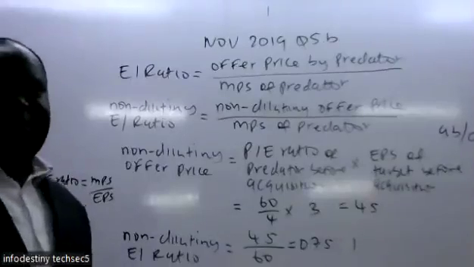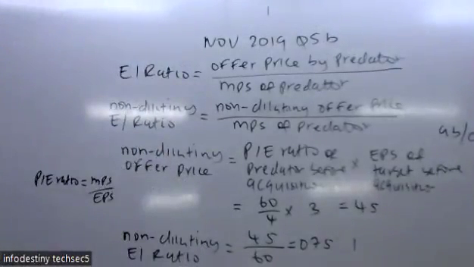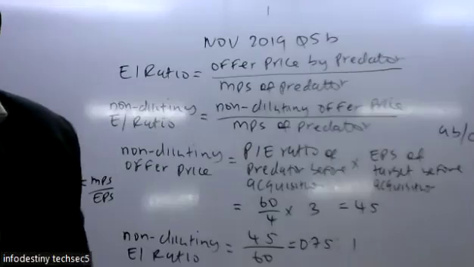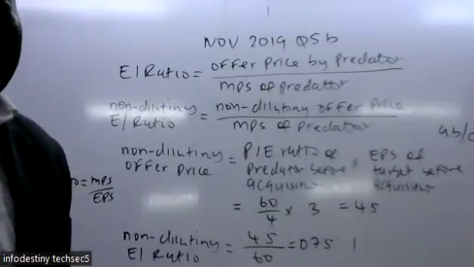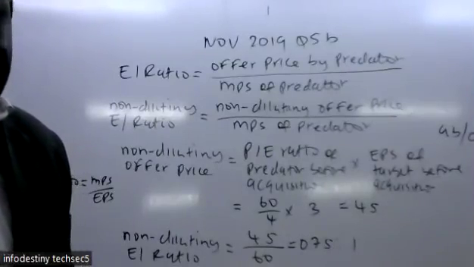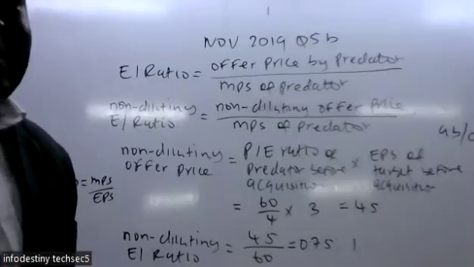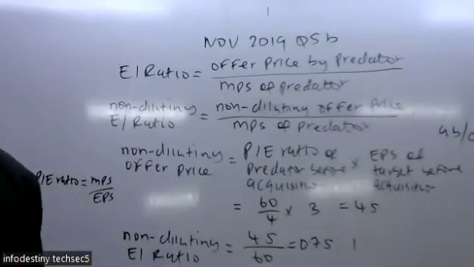So we are using the one for A Limited. A Limited is the predator. What is the market price per share for A Limited? Can you see the 60? Check under A Limited whether you can see the market price per share. Then you put an earning per share. So that's now what should give you the exchange ratio.